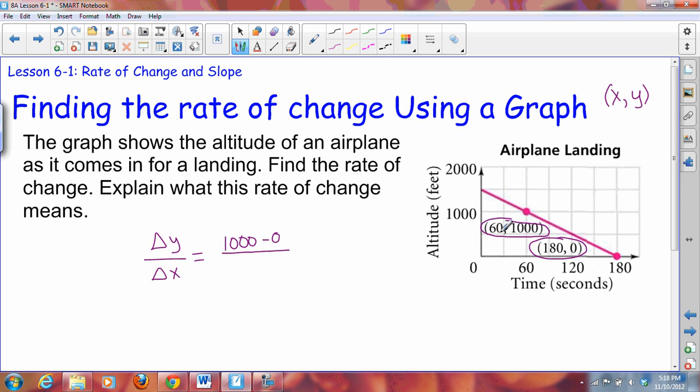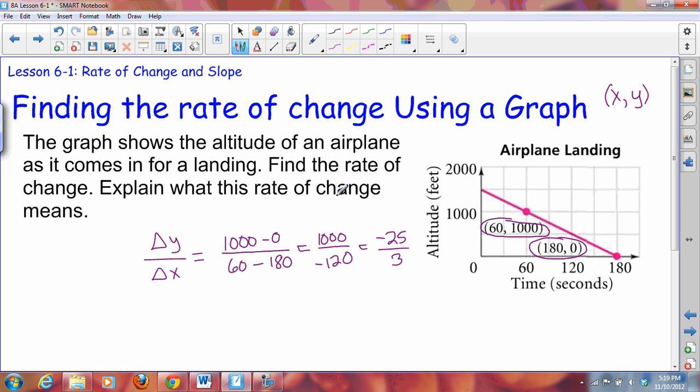Now for my x's, my x values are 60 and 180. And some of you might say, well, I'm going to do 180 minus 60 because 180 is larger. However, since we started with 1,000, we need to start with the one that goes with it. So we have to start with the 60 and subtract 180. Okay? 1,000 minus 0 is 1,000. 60 minus 180 is negative 120. And that simplifies down to negative 25 over 3.